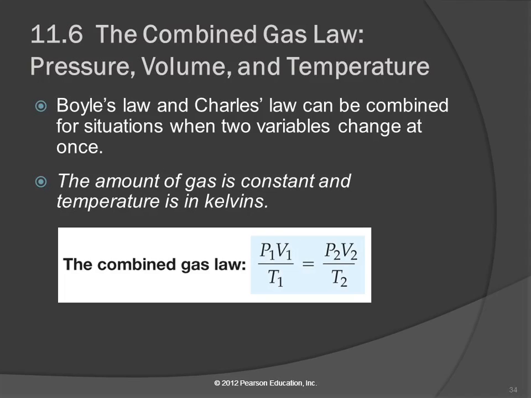So you have a container of gas. It could be a balloon or a syringe or some container of gas. And so you're not letting gas out or letting gas in. The amount of gas is the same, but now we're allowing temperature, pressure, and volume to all change at the same time. And so the gas law gets a little bit more complicated.